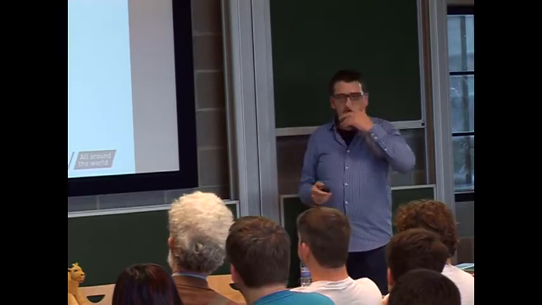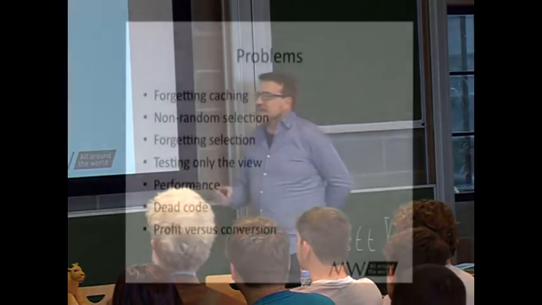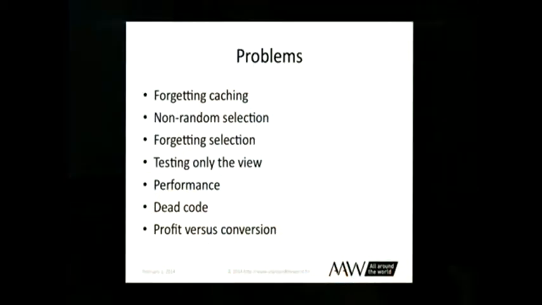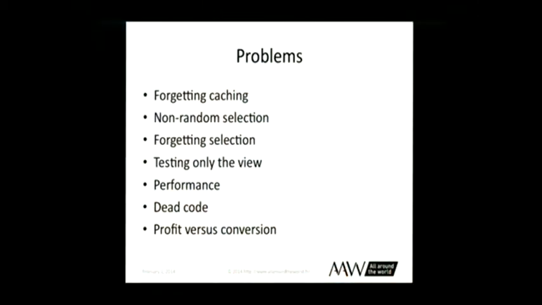All sorts of interesting problems with A/B testing you can get into. Forgetting caching, that's one of my favorites. Red and blue buttons. You've rolled the dice. Oh, we're going to show the blue button to this person. But you've cached the red button. Yeah, that can really destroy your results pretty quickly.